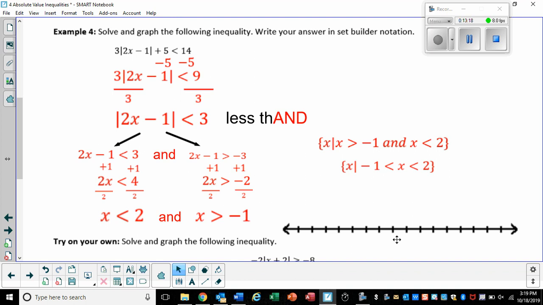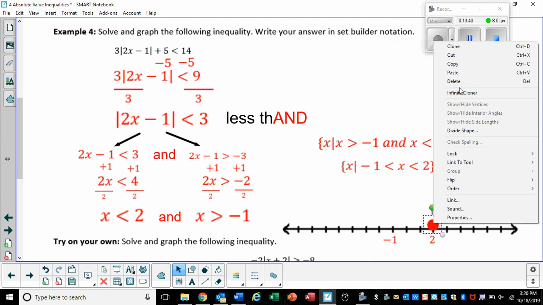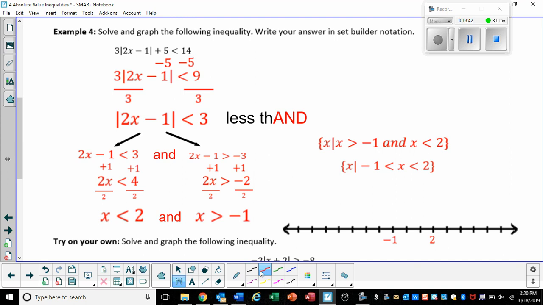Okay? Now for your graph, you would number your number line, or just put the important numbers on there, which I did. Because they're both not equal to, they're going to be open circles. Oh, there. They're supposed to be open circles. I really messed up this one. Open circles. And then I'm going to connect it because it's an and statement. It has to be between those 2 numbers.